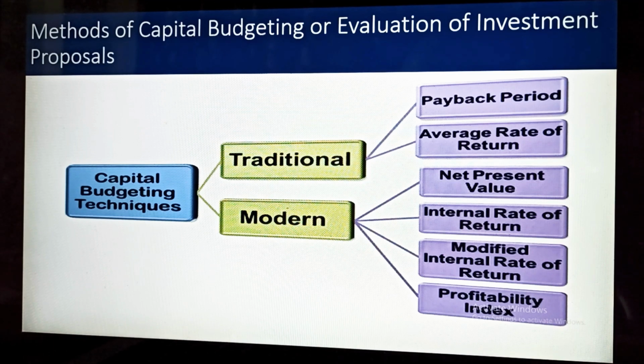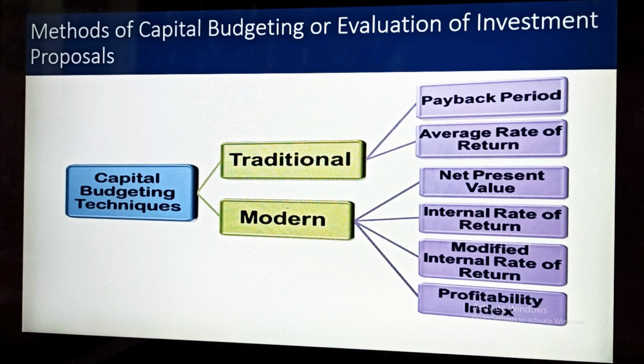The crucial factor which influences the capital budgeting decision is profitability. Risk and profitability are directly related, meaning the higher the profitability, the greater the risk, or vice versa. For this reason, two methods have been given. One is the traditional method, another is the modern method. The traditional method is also known as the non-discounting method, whereas the modern method is known as the discounting method.